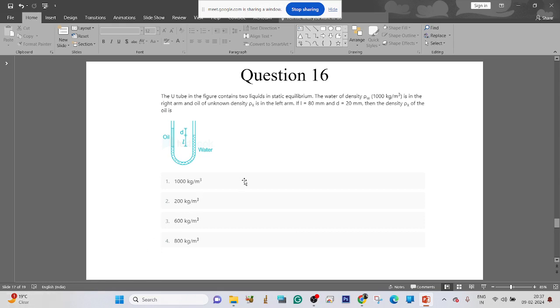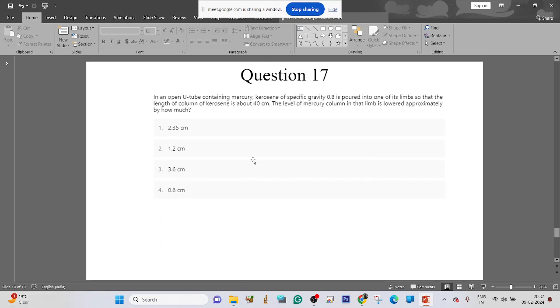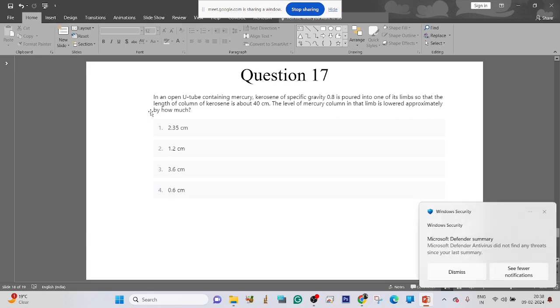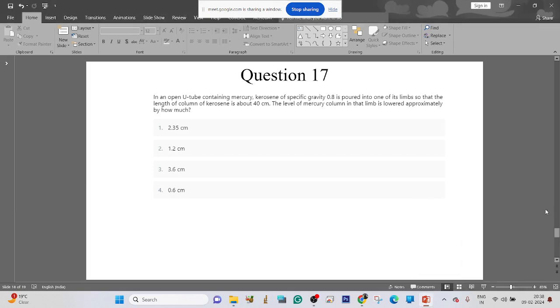Okay. Next question. In an open U-tube containing mercury, kerosene of specific gravity 0.8 is poured into one of the two limbs, so that the length of the column of kerosene is 40 centimeter. The level of the mercury column in that limb is lowered approximately by how much? You take the initial level and see how much it is lowered on the left arm, and on the right arm it will rise, right? In that way you can do the pressure balance.